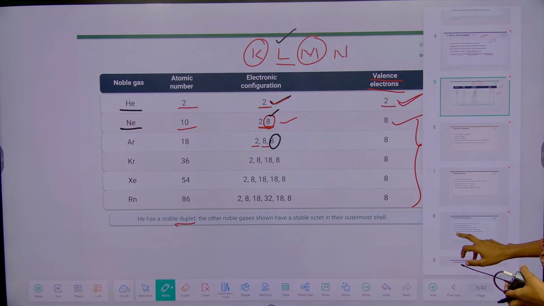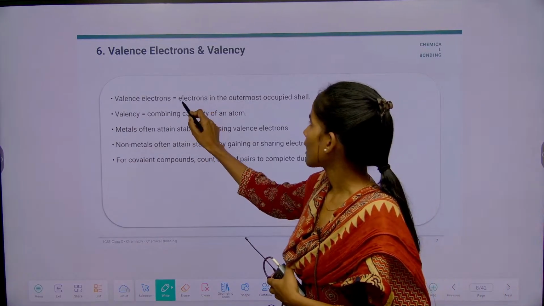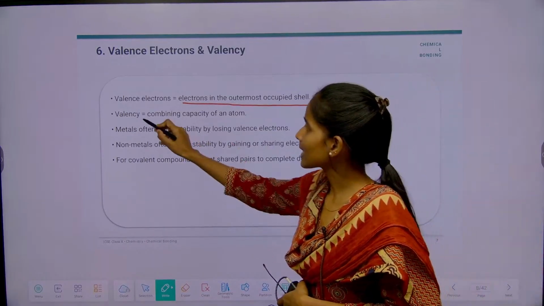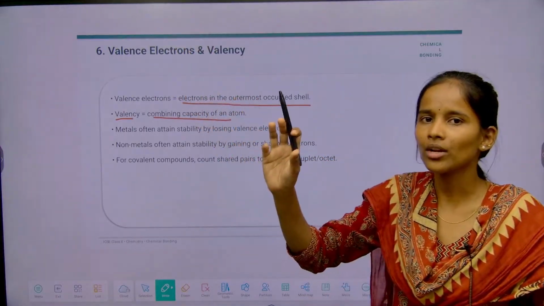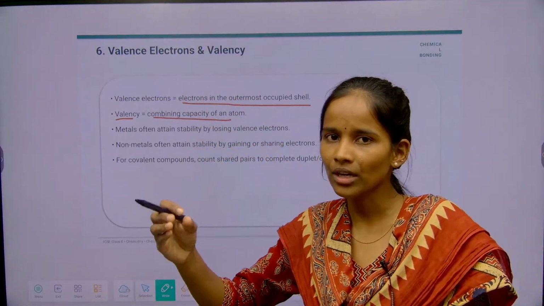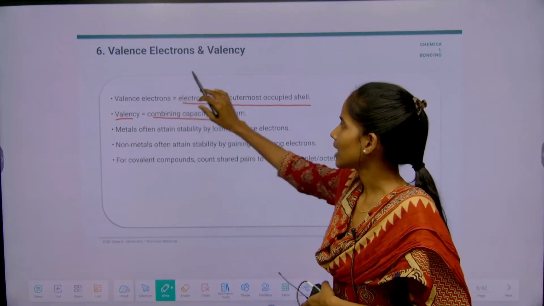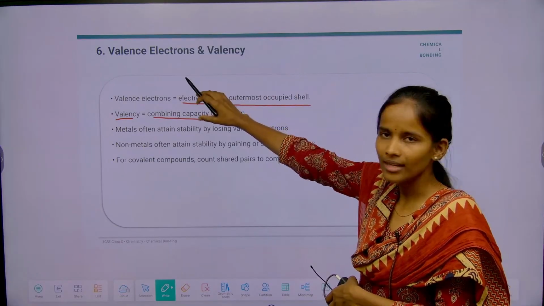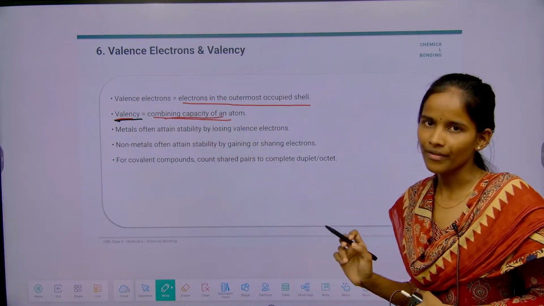Valence electrons are the electrons in the outermost occupied shell. Then what is valency? Are these two the same? No. Valence electrons are the electrons in the outermost shell, which is called the valence shell, whereas valency means the combining capacity of an atom.